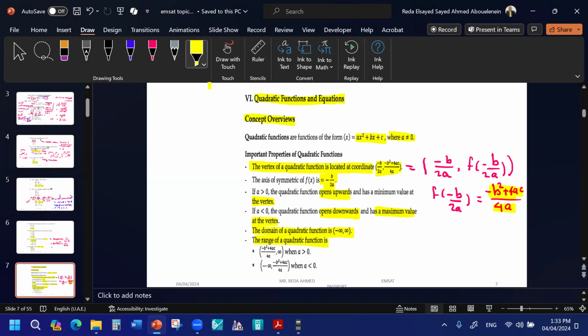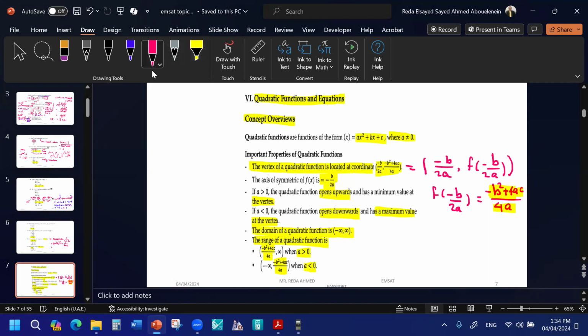The range will be y greater than this value if a is greater than 0, and y less than this value if a is less than 0. This is a concept overview of the quadratic function.